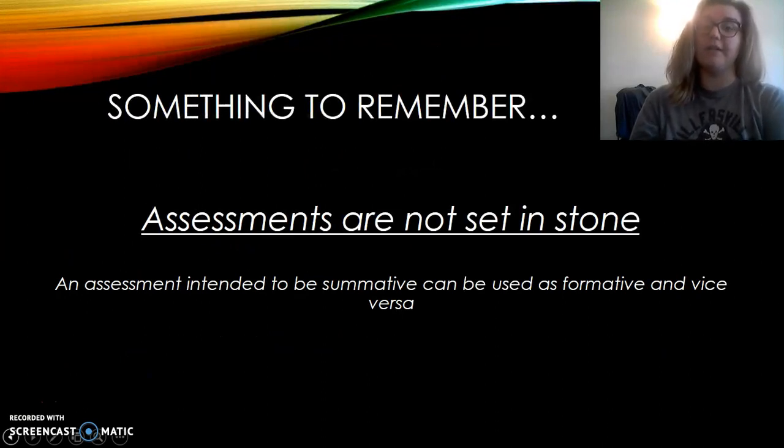And something to remember, assessments are not set in stone. If you have a formative assessment, you can use it as a summative assessment. If you have a summative assessment, you can use it as a formative assessment. They can be used interchangeably and do not fall under one set category.